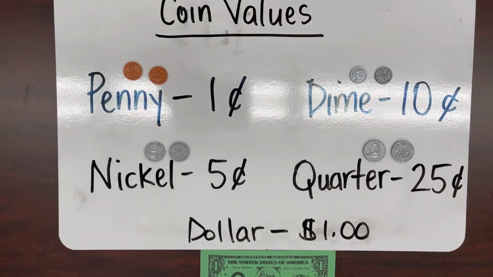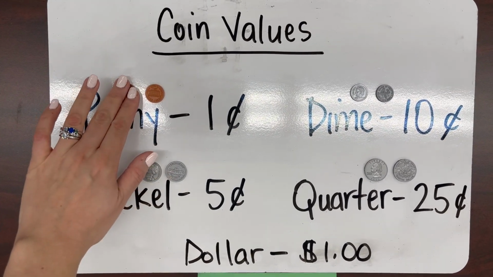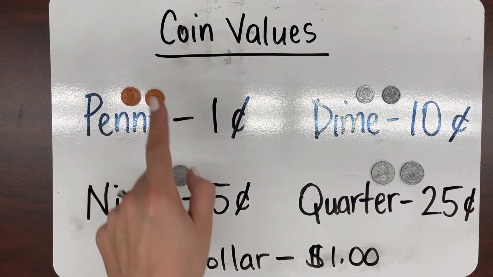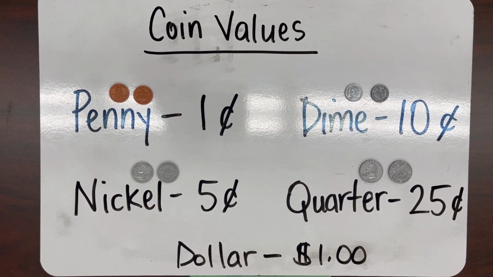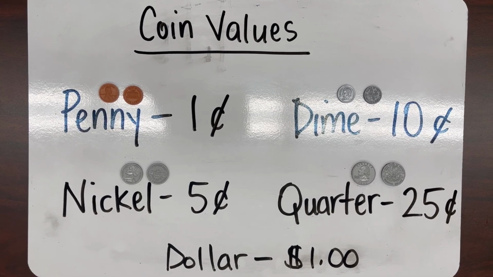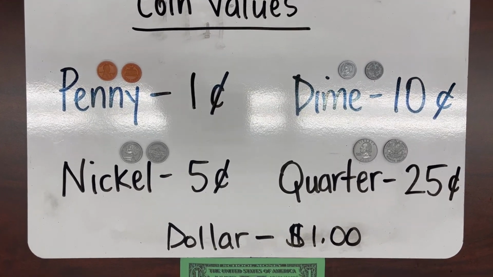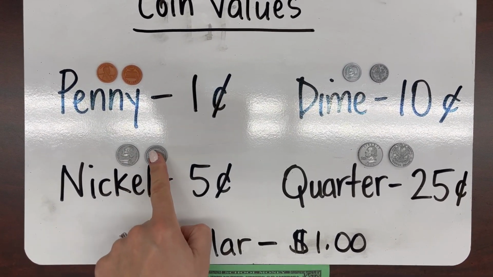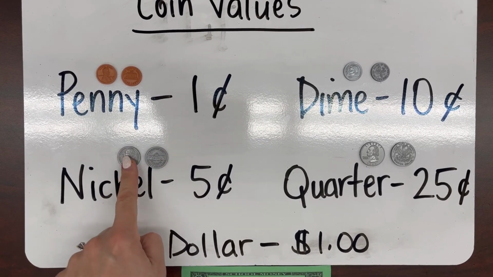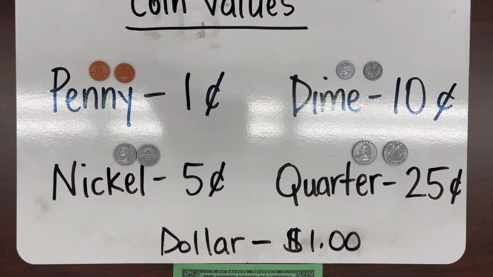So when looking at the penny, pennies are worth 1 cent. This is the head side of the penny. This is the tail side of the penny. We touch on this a little bit in first grade, but we spend a little bit more time on it in second grade. When talking about nickels, nickels are worth 5 cents. This is the head side of the nickel. This is the tail side of the nickel.